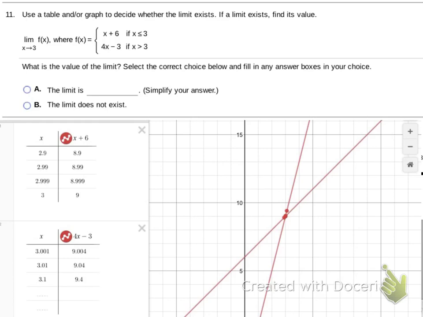Number 11 is a piecewise function. I made a table. And for those of you that are still struggling with making a table, what values to input? Put 3 right in the middle. Go one number over on each side. And then go 1/10 away. So let me make this a little bit bigger.